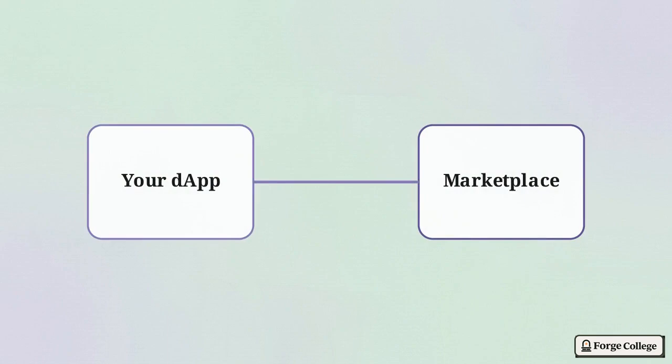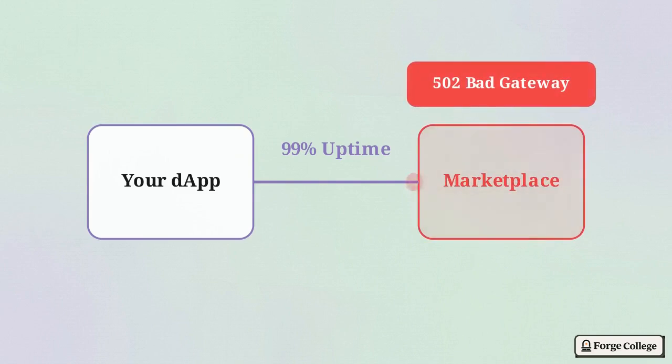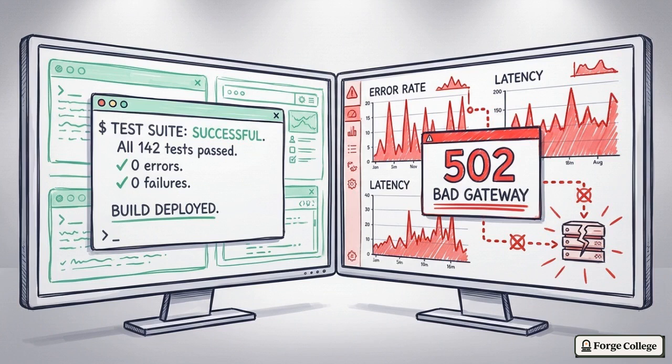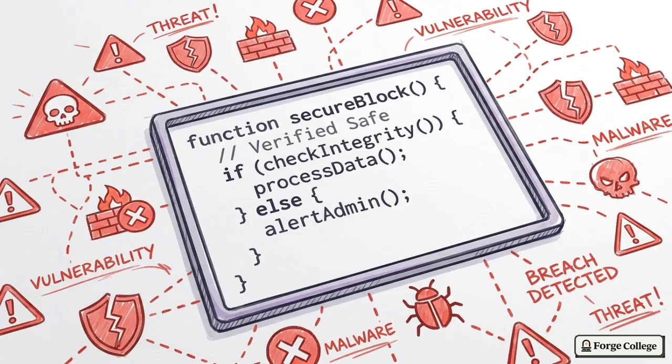This diagram shows a common, frustrating scenario. Your decentralized app, or dApp, maintains a smooth connection to a Solana dApp marketplace and works perfectly 99% of the time. Then, completely out of nowhere, the external marketplace throws an unpredictable 502 bad gateway server error, and your dApp crashes. Automated pipelines are ultimately useless if they collapse the moment an external marketplace throws a real-world tantrum. We have to teach our code how to handle that chaos gracefully.